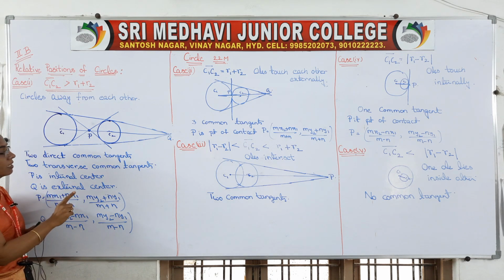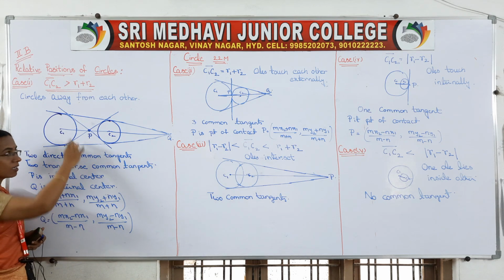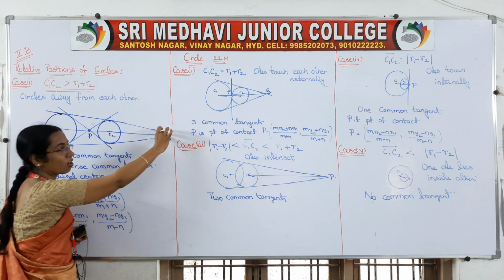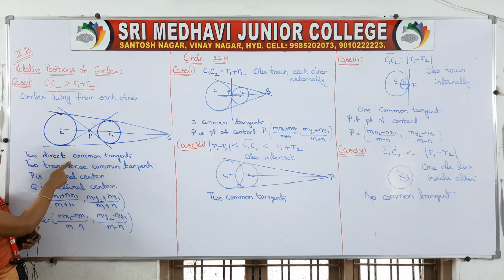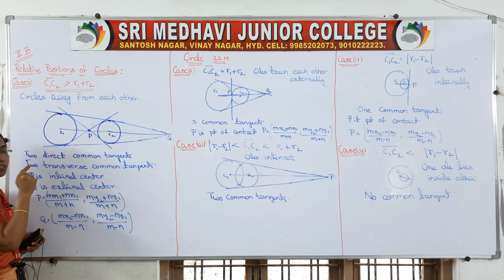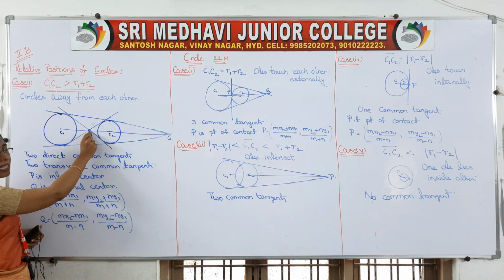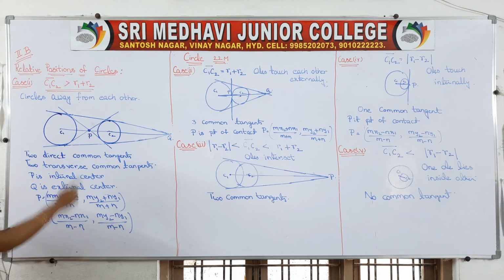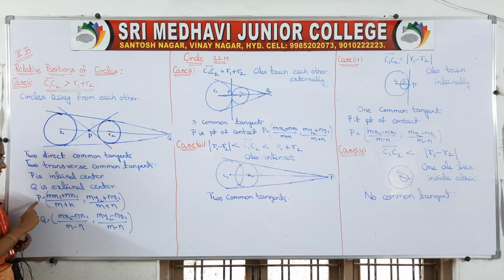And how many common tangents are possible? Totally 4 common tangents are possible. Two direct common tangents, these are called direct common tangents. Two transverse common tangents. That means one pair of direct common tangents, one pair of transverse common tangents. The point of intersection of the transverse common tangents is called P. So P divides C1C2 internally, internal bisection. So P is called the internal center. It divides C1C2 internally, that is called internal bisection.